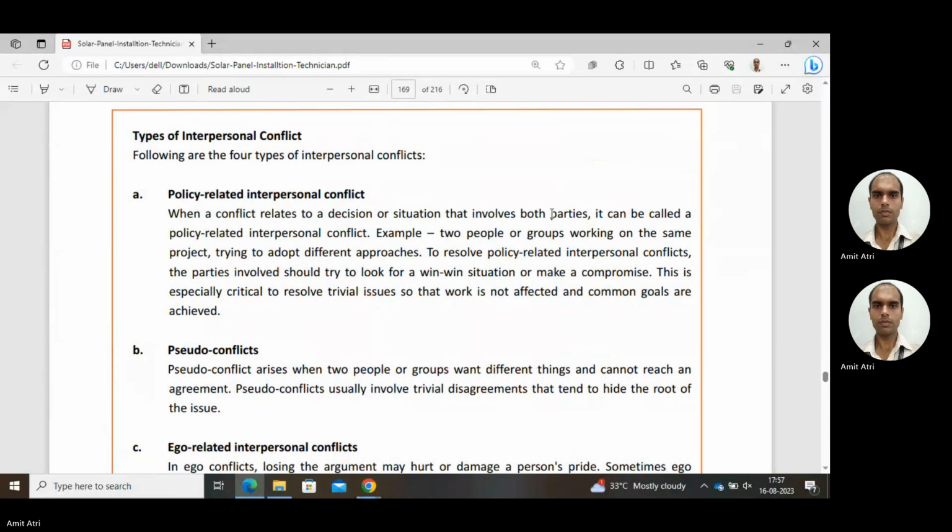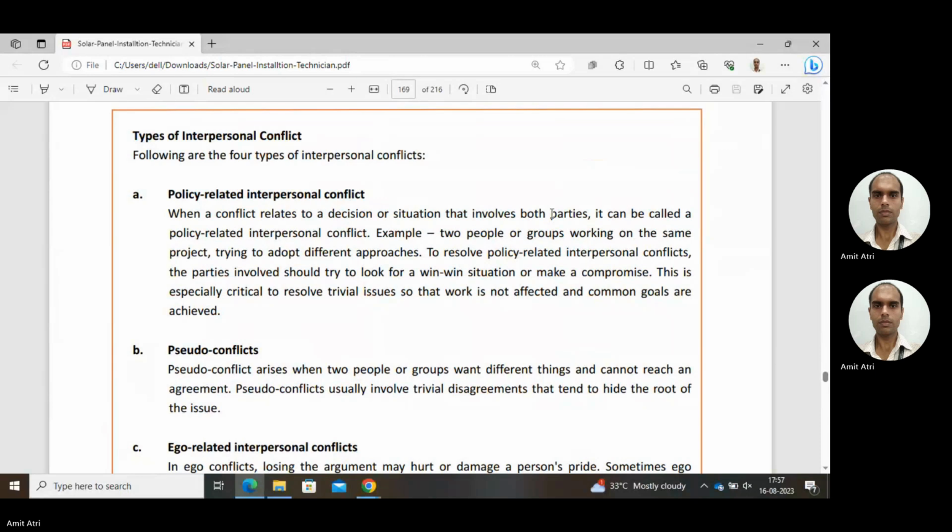So this is especially critical to resolve, even for trivial issues, so that work is not affected and common goals are achieved. That is because if we do not resolve this type of conflict, we won't achieve the goals. Work will suffer. We will not get the output as desired.